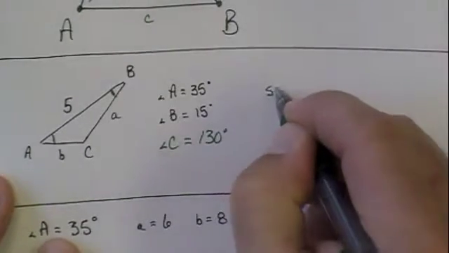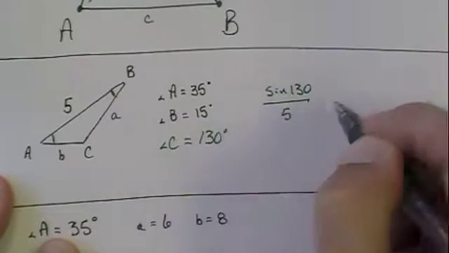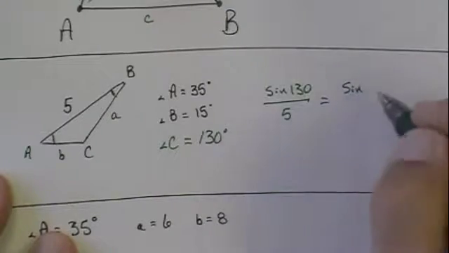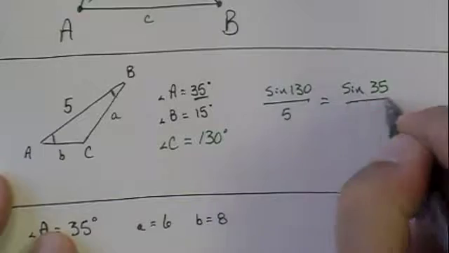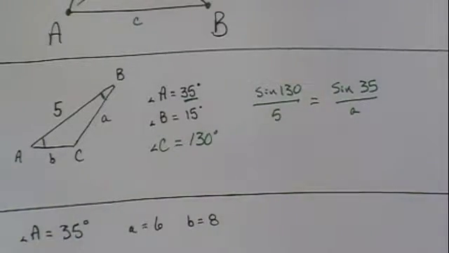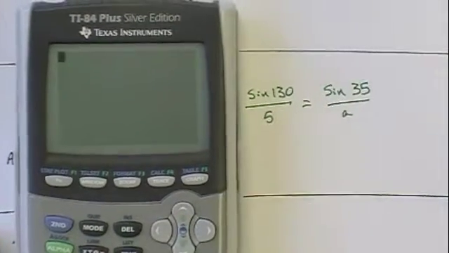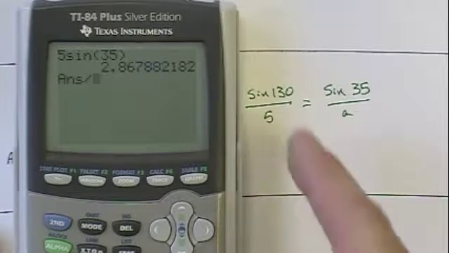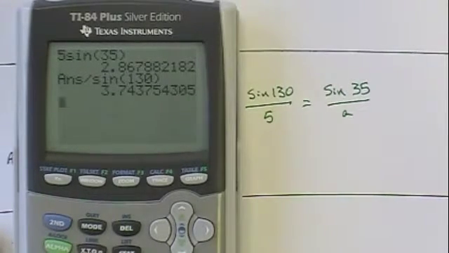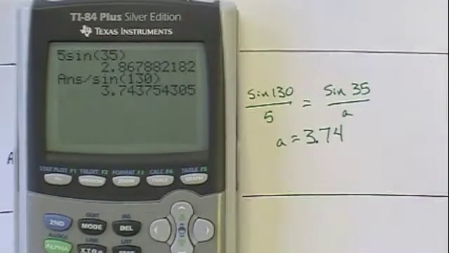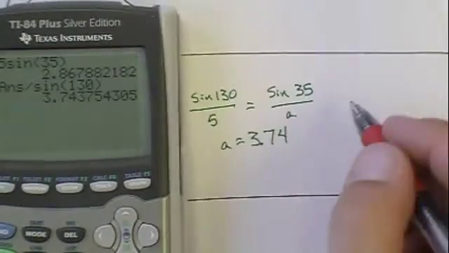So we could say that the sine of 130 over 5 would be equal to, and now we could either solve for sine of angle A over A or sine of angle B over B. So we're going to say sine of angle A, which we know is 35 degrees, and then we're looking for A. And so from here we treat this just like a proportion. We can plug in our decimal values first if we want to for that, or we can cross multiply and solve, in which case we're going to say 5 times the sine of 35 gives us this value, and then we're dividing that by the sine of 130 degrees. And so we find that side A would have to be equal to 3.74 units.